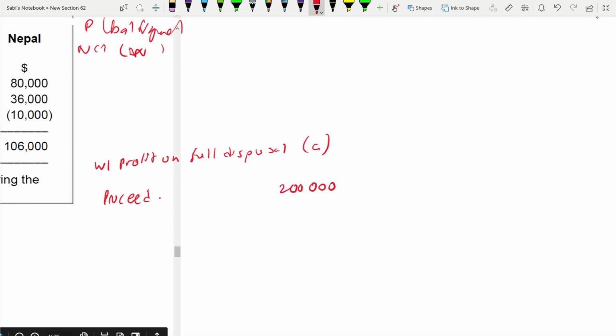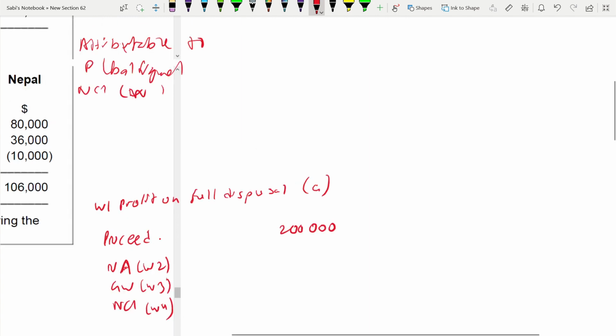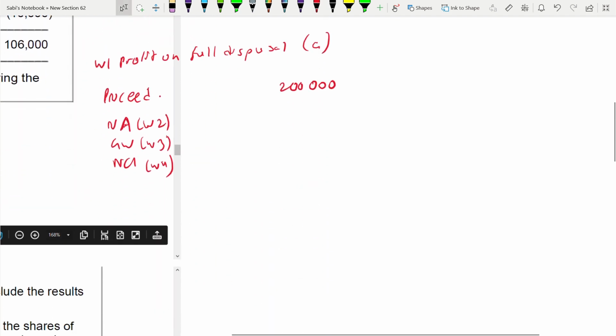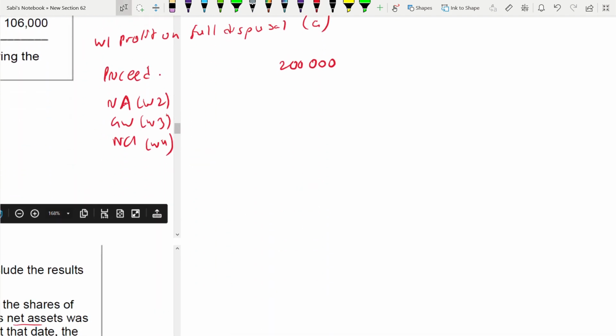Then net asset, because you are disposing it entirely, no fair value of retained interest. Net asset, goodwill, NCI. Net asset, you need working 2 here. Goodwill, working 3. NCI, working 4. So this profit attributable will be working 5. Now let us go to working number 2 and do net asset.